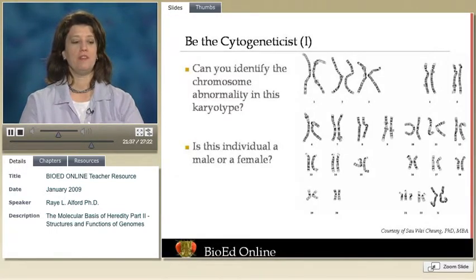The karyotype in this slide is that of a female. Note the 2 X chromosomes and the lack of a Y chromosome. Note also that this individual carries 3 copies of chromosome 21. This chromosomal aneuploidy is called trisomy 21 or Down syndrome. Down syndrome is caused by the presence of an extra copy of chromosome 21. This karyotype would be abbreviated 47, XX, plus 21.